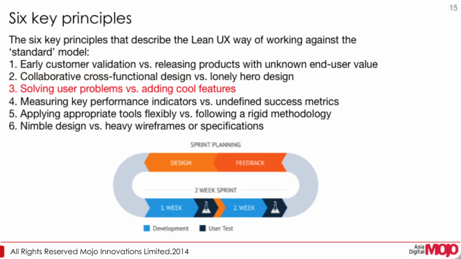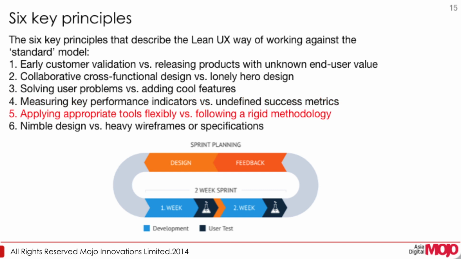And the third one is solving user problems instead of adding cool features. So our goal is not actually to add features, but to solve the real user problems, user issues. And the fourth one is measuring key performance indicators instead of undefined success metrics. So all the team members and people who are involved should have a clear idea what we have achieved in the project and what we haven't. It helps us to see clearly what stage the product is at and what still needs to be done.